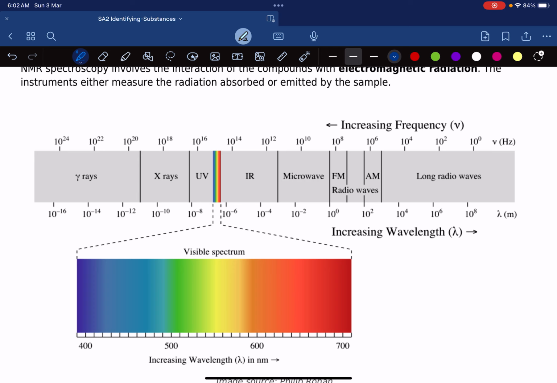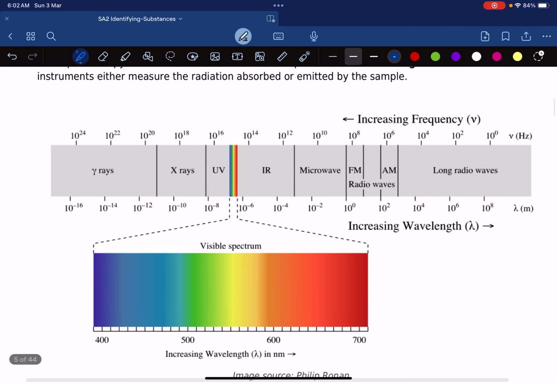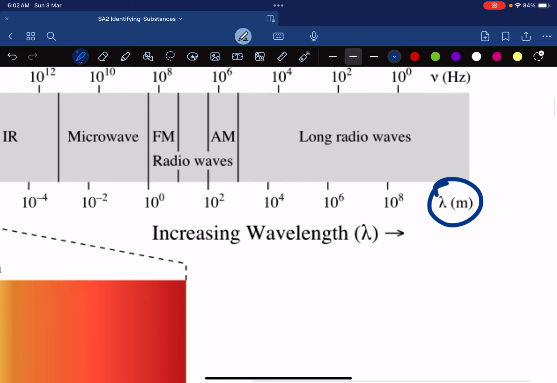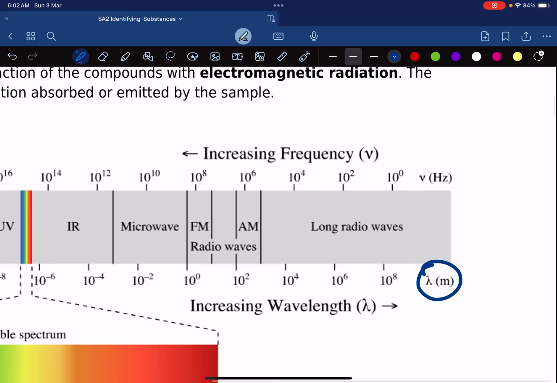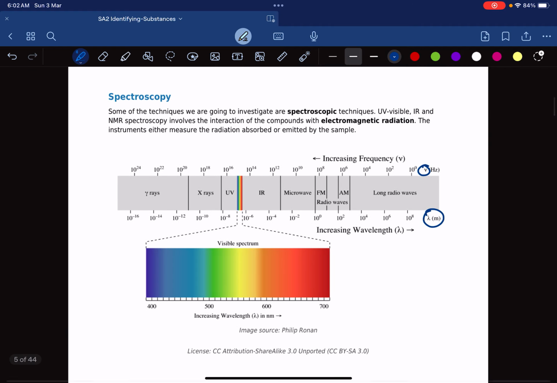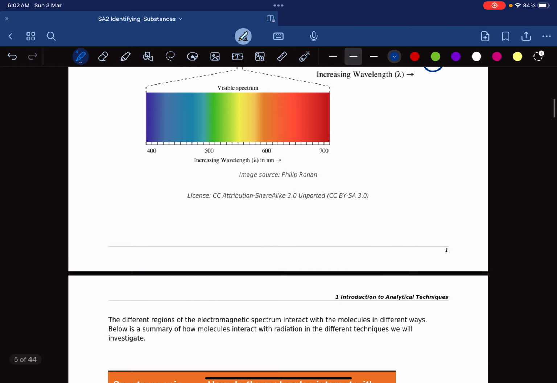At one end here we have gamma rays, and on the other end we end up with radio waves. What I want you to notice is that in all of this there are wave numbers, wavelength, and there is something called frequency. Now, what is the relationship between wave numbers and frequencies?